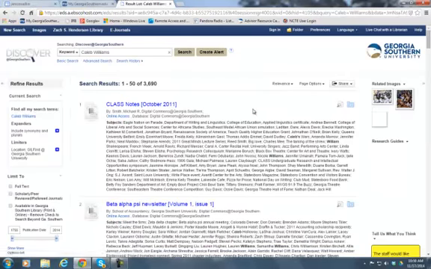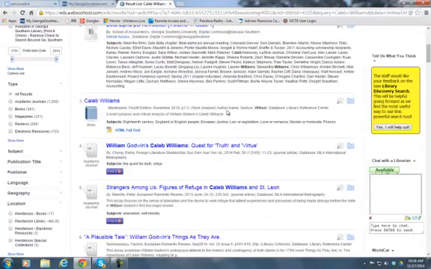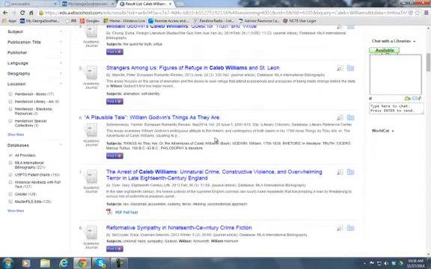Now on here it has a thing of class notes, and it has the book Caleb Williams, and the thing I like about that, it also gives you academic journals that have articles in them that talk about Caleb Williams and what uses you can use for that and sources.